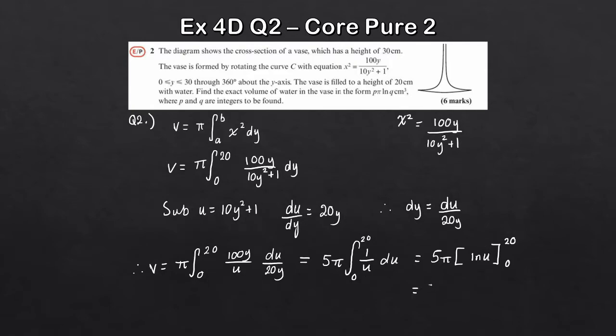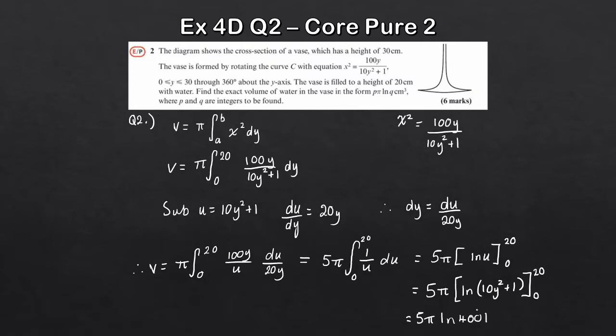So what we've actually got here is 5 pi ln of 10y squared plus 1, okay, between 0 and 20, and then at this point here we just need to sub our limits in. So we've still got the 5 pi on the outside, so 5 pi ln of 10 times y squared, where y is 20, so 20 squared times by 10, and then add the 1, so we're going to get 4001, and if you put 0 in here, this just comes to ln 1, which is 0. Okay, so we don't need to worry about the 0. So we get 5 pi ln 4001.